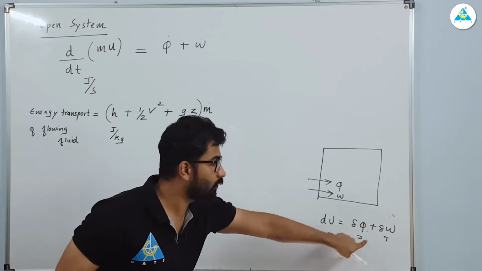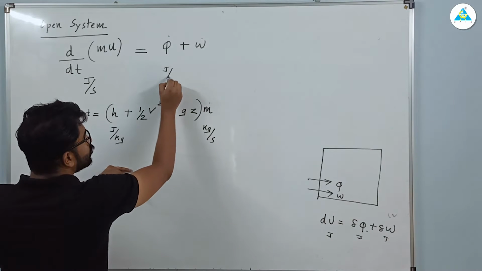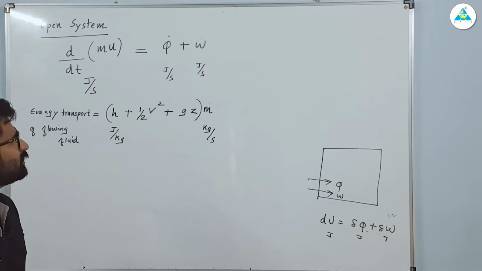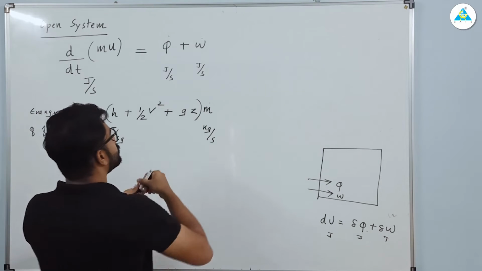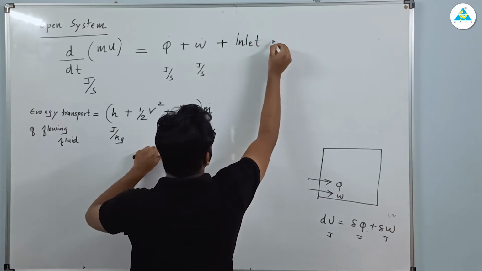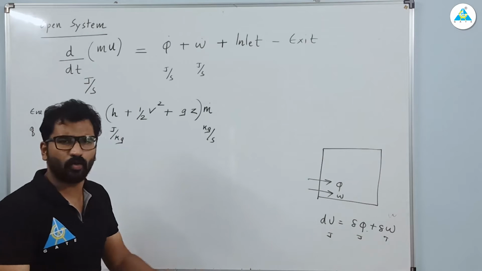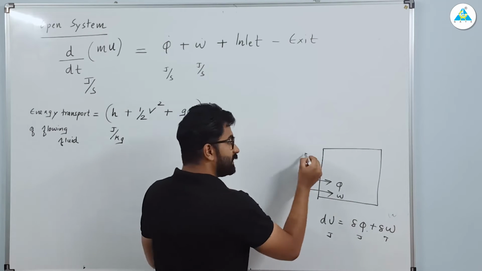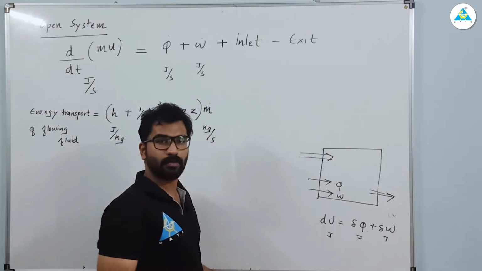Because what we are writing, the unit is not in joule, we are writing it in joule per second, right? That is the only thing, because we want to write everything in the same unit. Now plus what will it be? Your inlet energy of the flowing fluid minus exit energy of the flowing fluid, or outlet energy of the flowing fluid, right? That is the energy carried by the inlet and energy carried by the outlet.